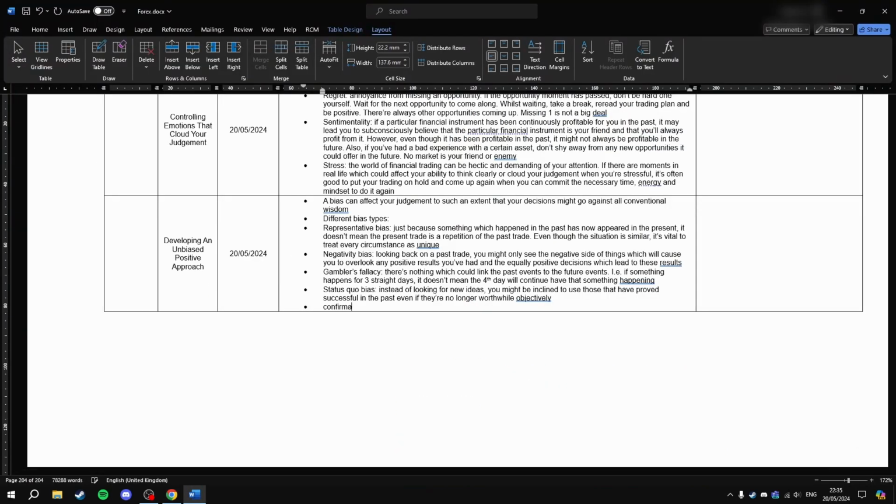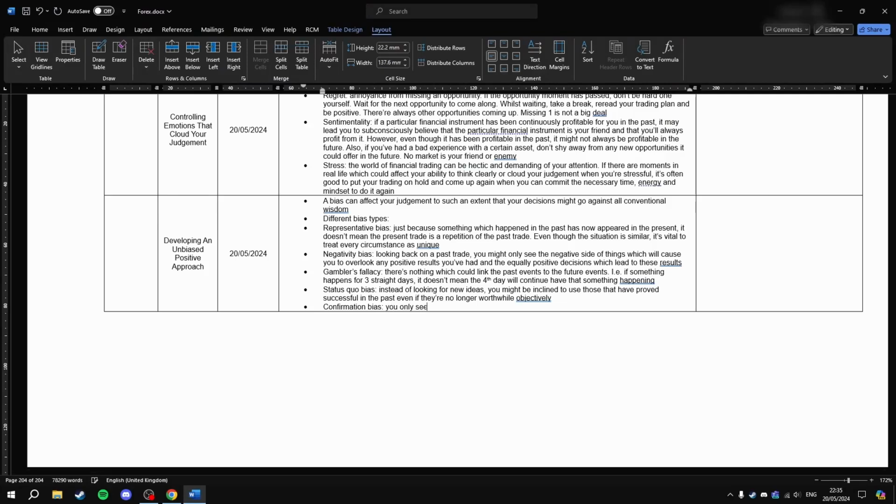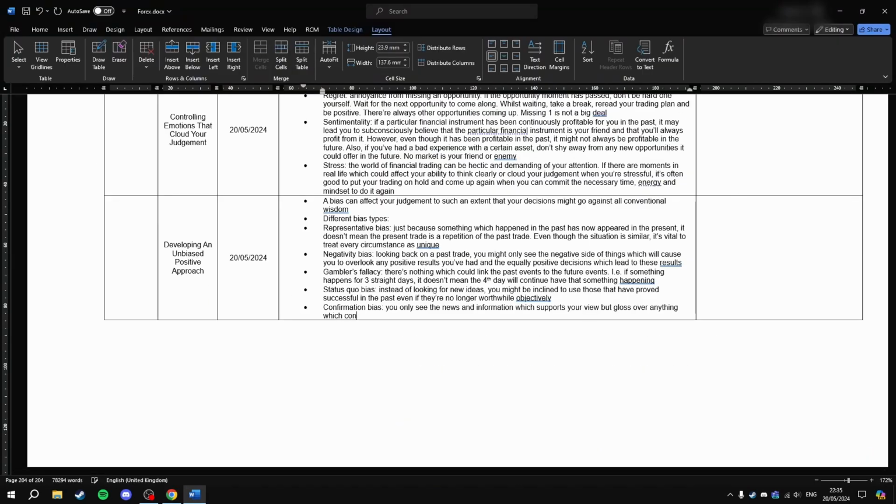Confirmation bias. Maybe you're confident the stock market is going to rise. With confirmation bias, you only see the news and information that supports your view, and gloss over anything that contradicts it.